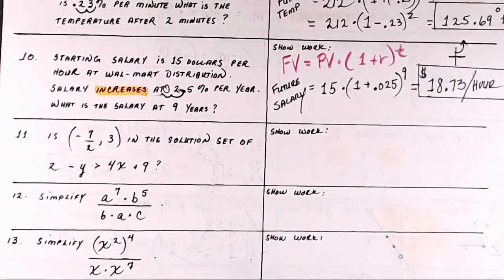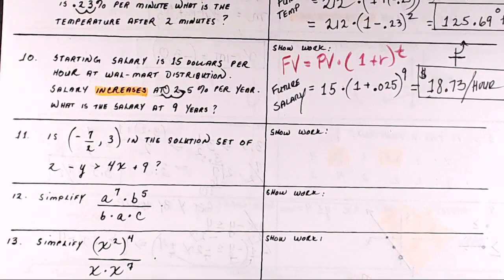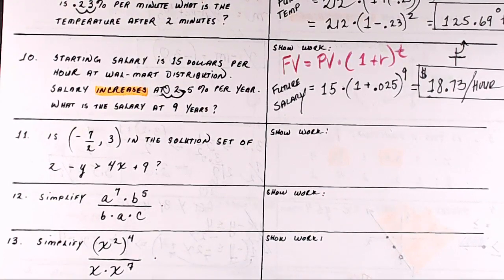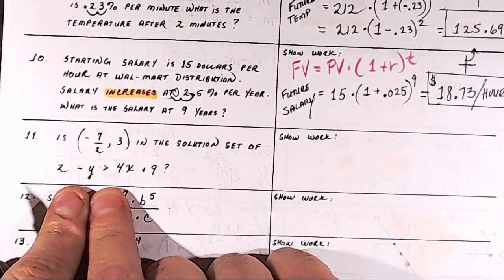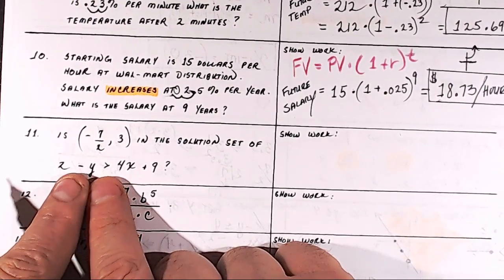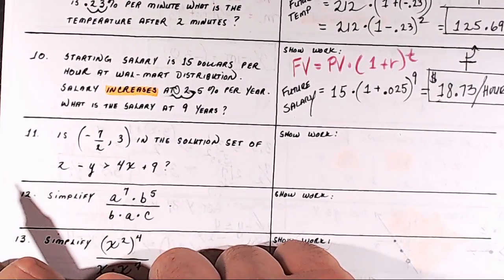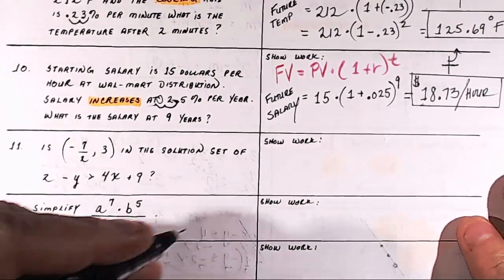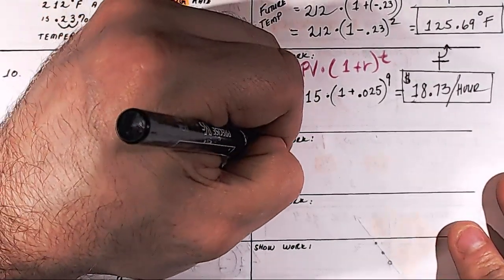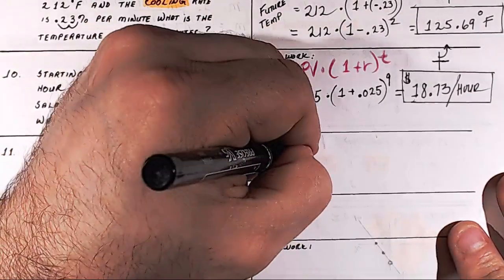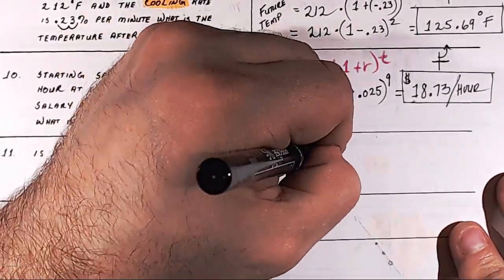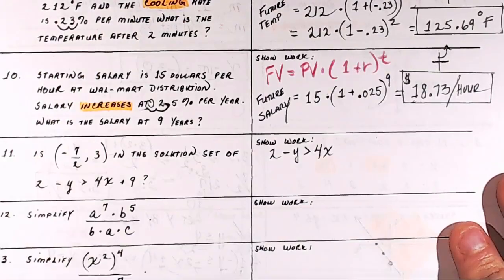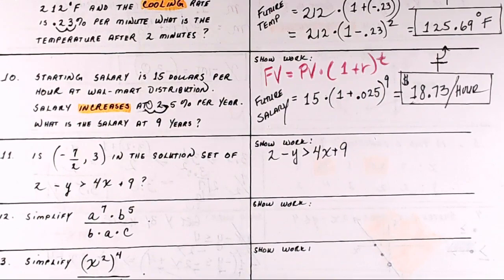Number 11: is (-7/2, 3) in the solution set of this linear inequality? Well, the first thing we have to do is get the linear inequality where y is by itself on the left, and then we can actually work on it. So over here I'm going to start by rewriting 2 minus y greater than 4x plus 9.